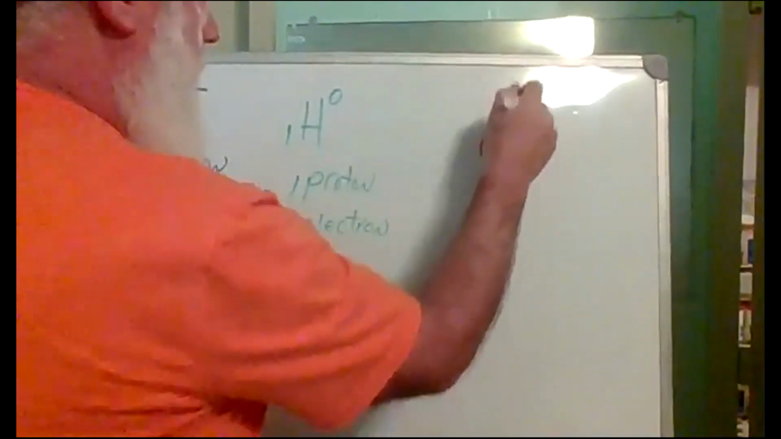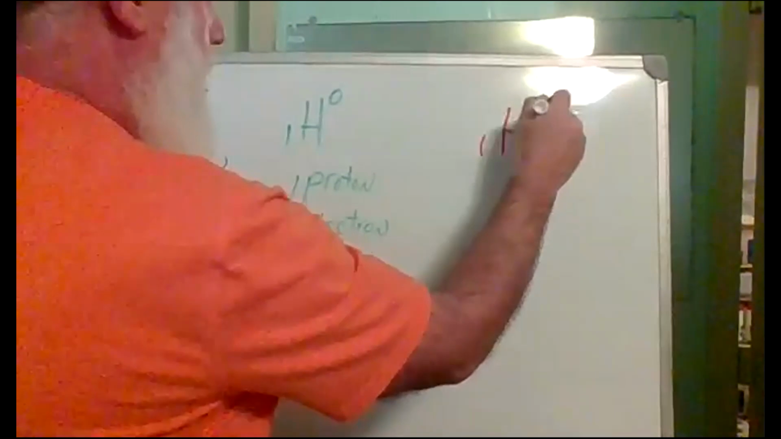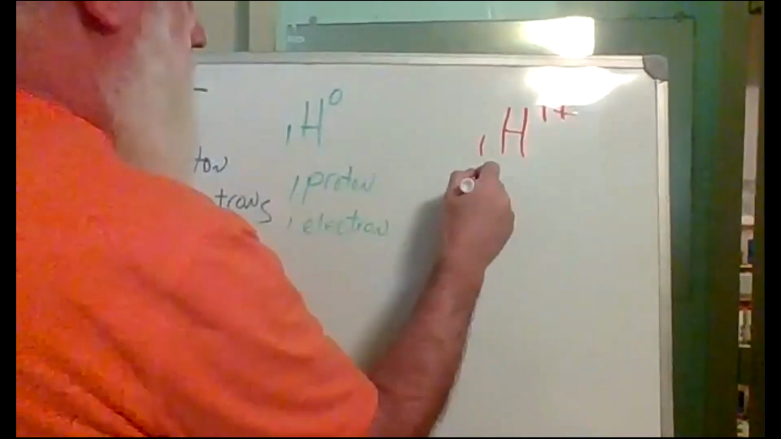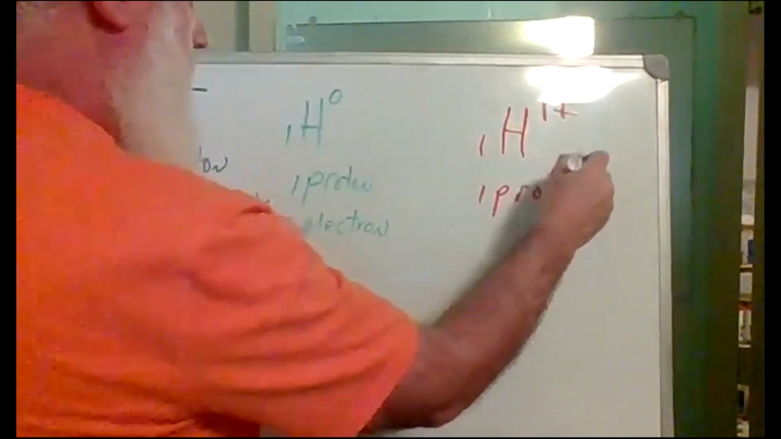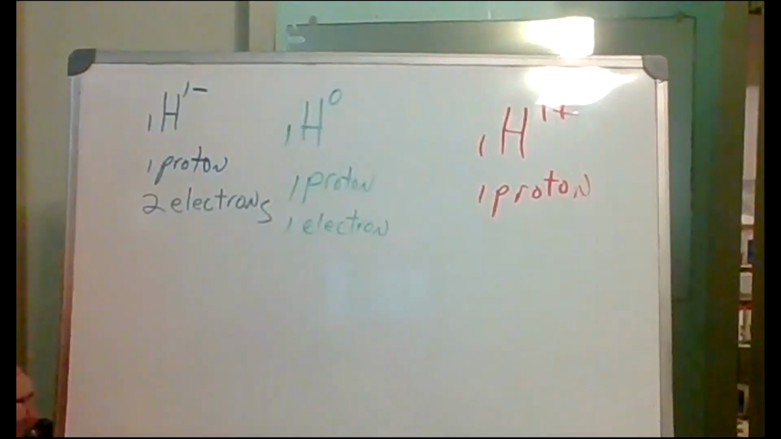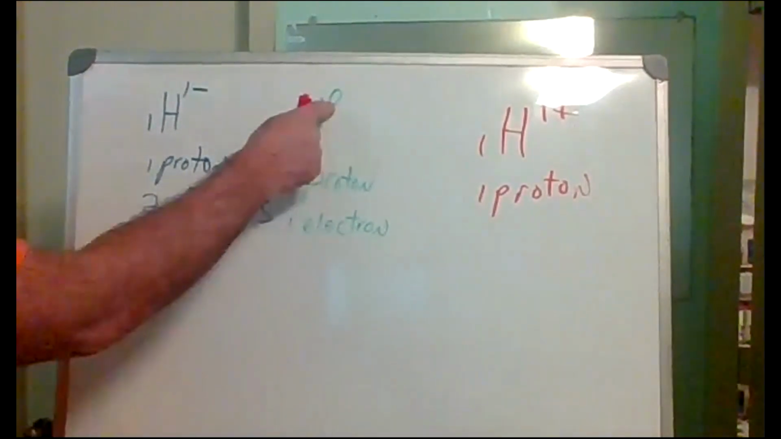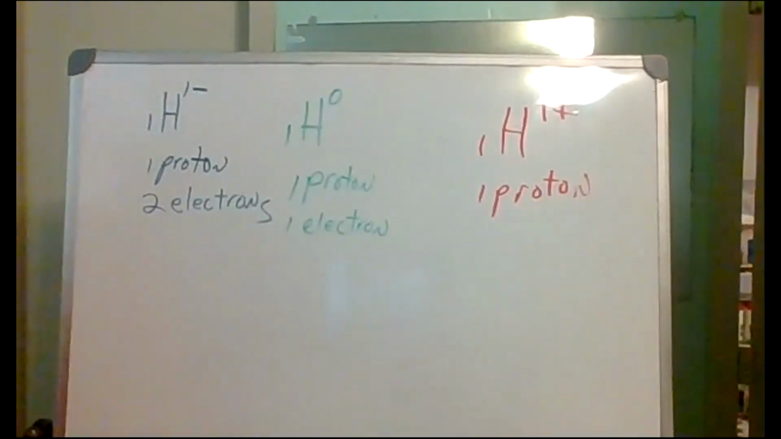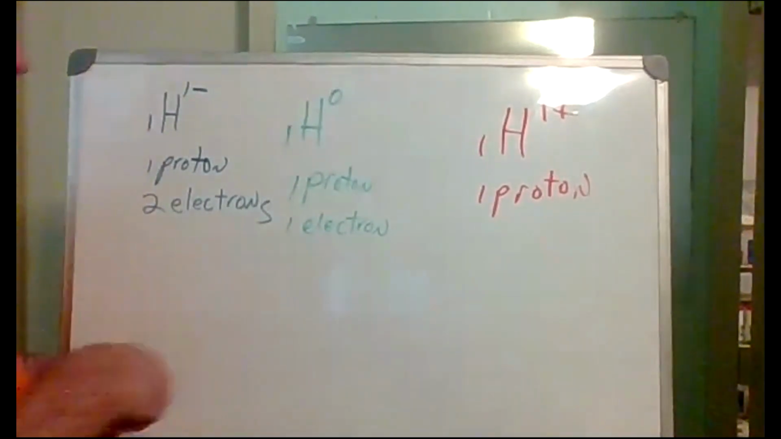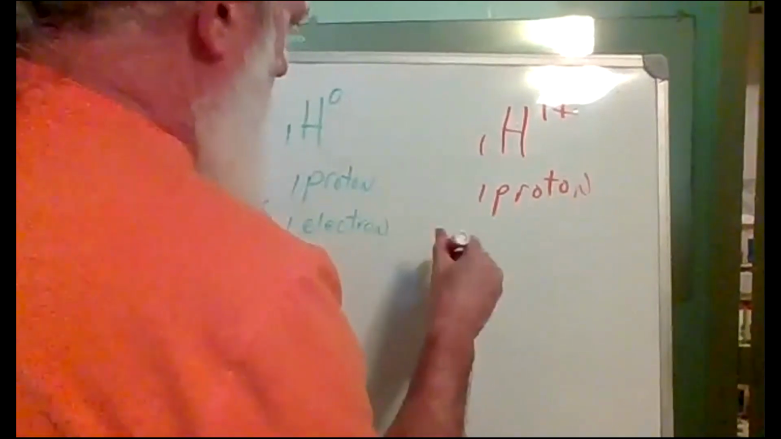Now, let's look at a hydrogen cation, H 1 plus. Well, it still has 1 proton. How many electrons? Would it be 3? Not 3. 1? So that would be neutral. It's 0. 0 electrons.